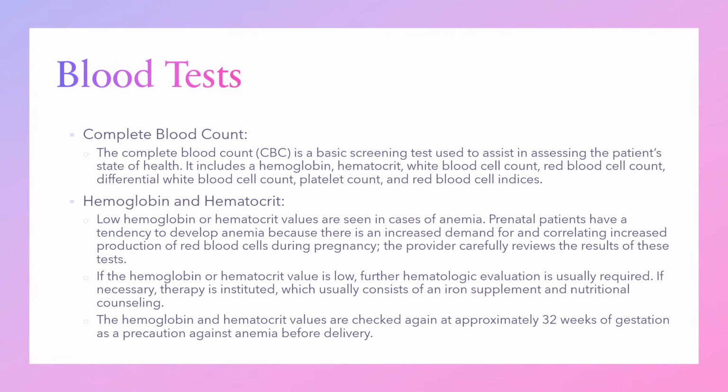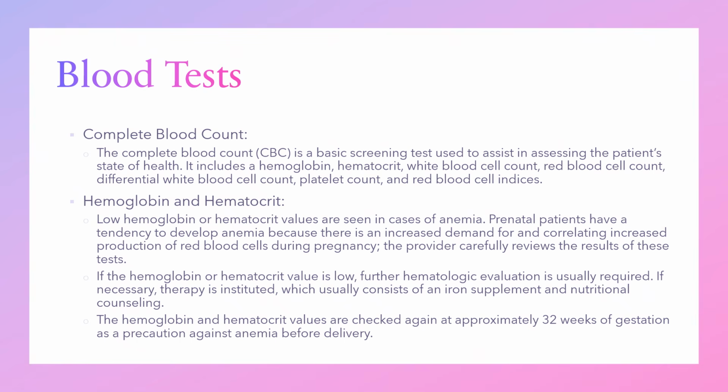For blood tests, they might do a CBC, which is a complete blood count, and it's a basic screening test used to assist in assessing the patient's state of health. It includes hemoglobin, hematocrit, white blood cell count, red blood cell count, and a white blood cell differential. Platelet count, and also red blood cell indices, which if you were in my last class includes things like the MCH, MCHC, and RDW. For hemoglobin and hematocrit, they might do this separately.